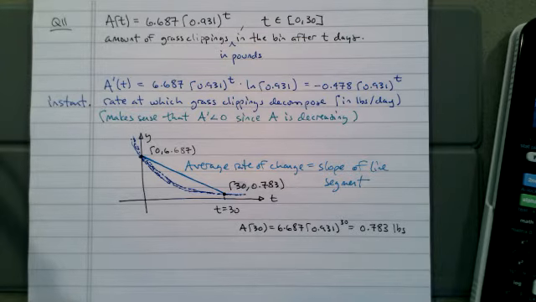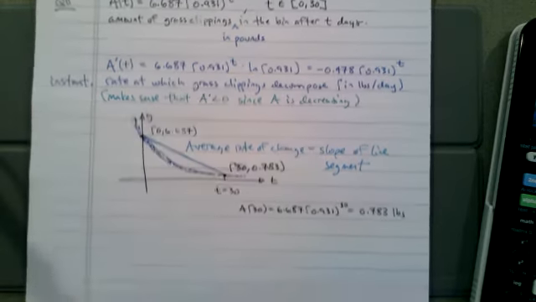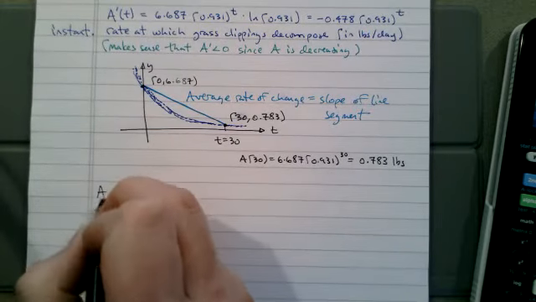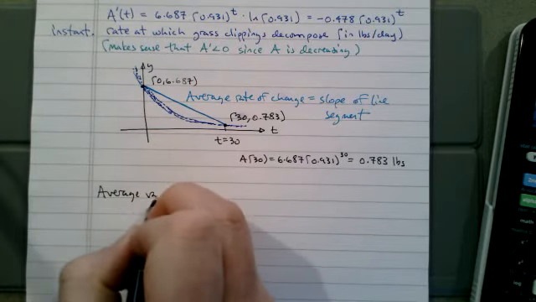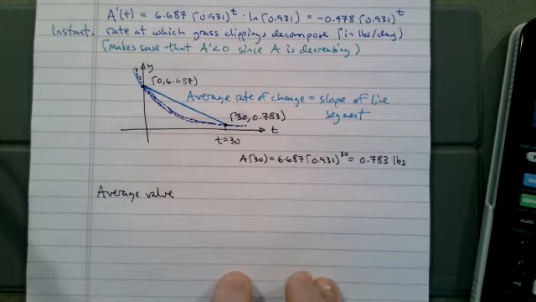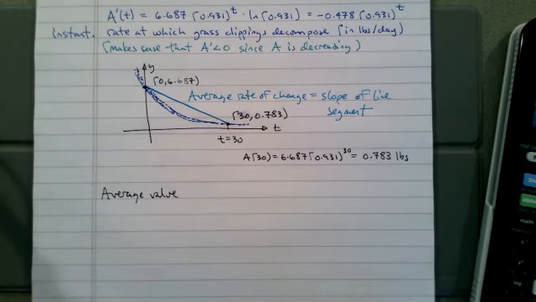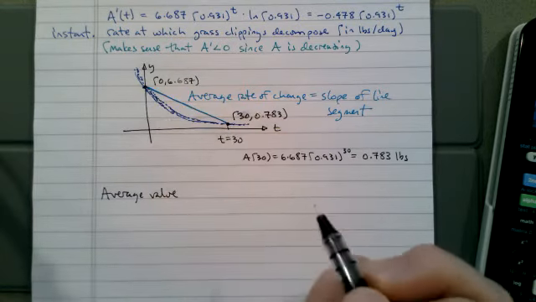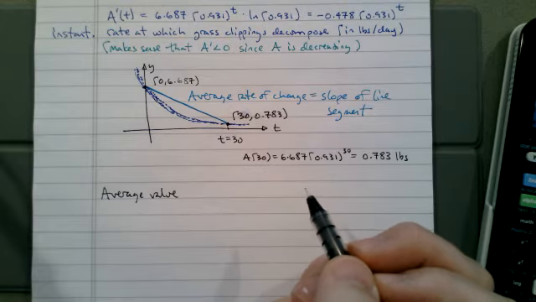For question 3, we want the average amount of grass clippings. We need the average value of a function. If we think about averages, for an average, we add everything up and then divide by how many things are there. So if I wanted the average score of the students in the Zoom call right now, I would add up your point totals and then divide by 7, since there are 7 students here. Now, we're dealing with a continuous function, so we have to add things up in a different way.